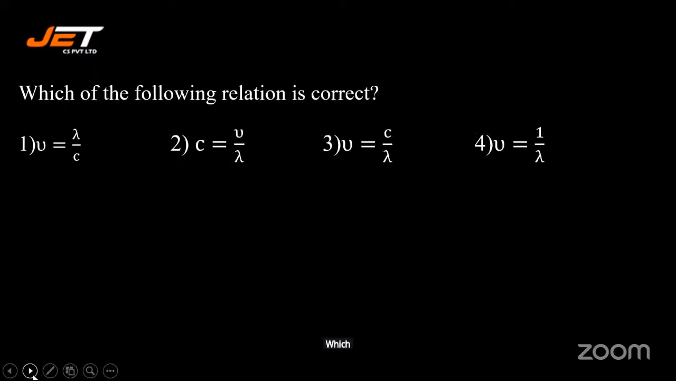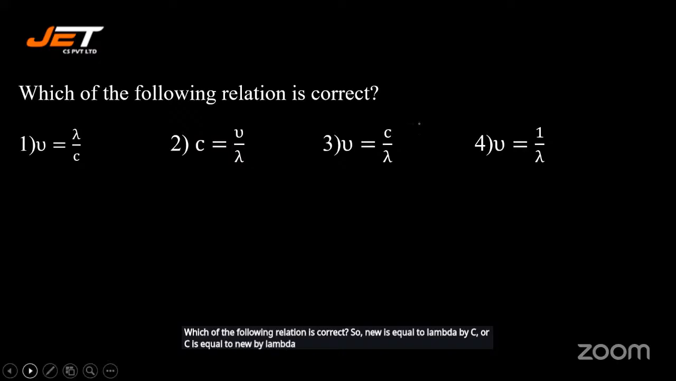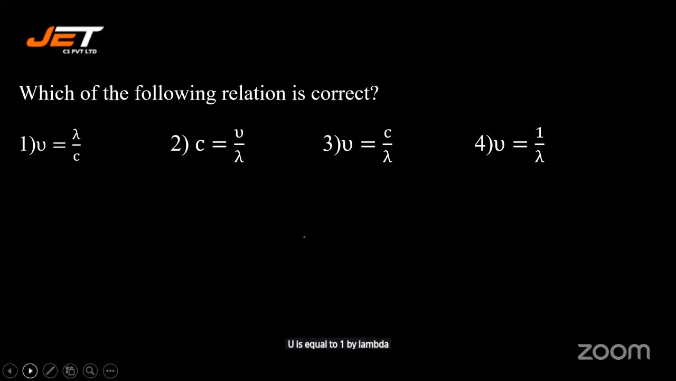Which of the following relations is correct? Nu is equal to lambda by c, or c is equal to nu by lambda, or nu is equal to c by lambda, or nu is equal to 1 by lambda. Which is correct? Let us see who will answer this question. Meenakshi. Remaining people? Gopi Chand, the answer is not 4. Pranita is telling it is 2.